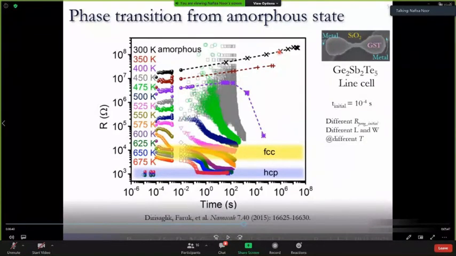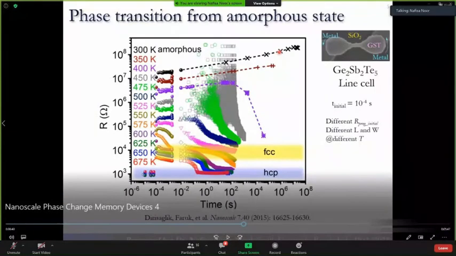Now, if you go to slightly higher temperature, for example, if you go to, hold on, for some reason I cannot find my cursor. Okay, I found my cursor. Can you see my cursor, by the way? Yes, madam. Yes, we can.